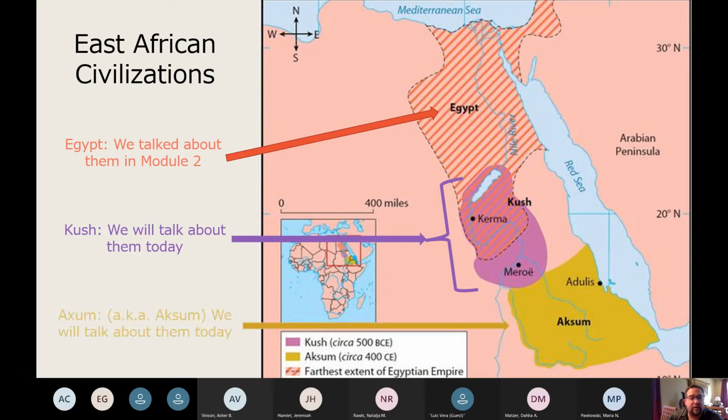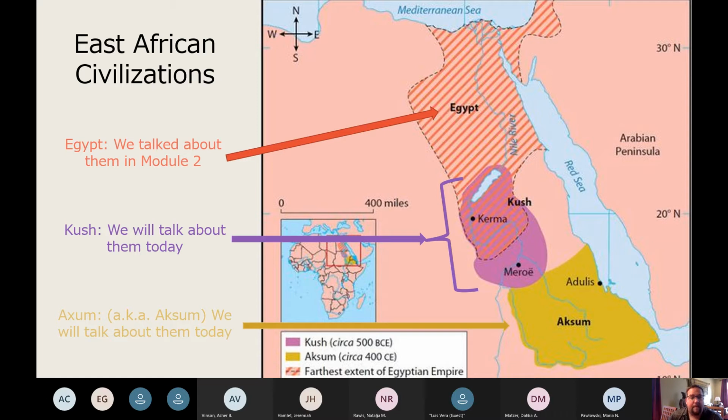And then finally, today we're going to talk about Axum. Sometimes you see it spelled with an X, and sometimes you see it spelled with a KS, right? Sometimes it's AXUM, and sometimes it's AKSUM. Whichever way you see it is fine. Not one of them is wrong or right. It's just two different ways of spelling it.